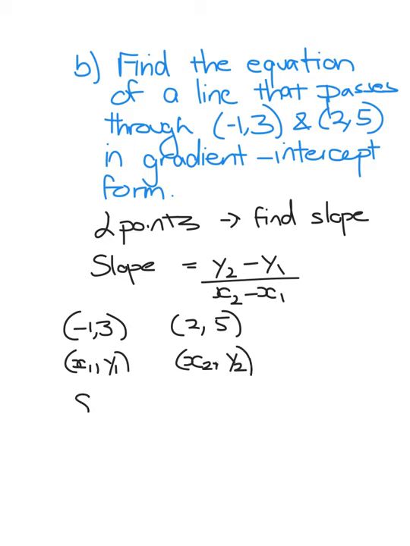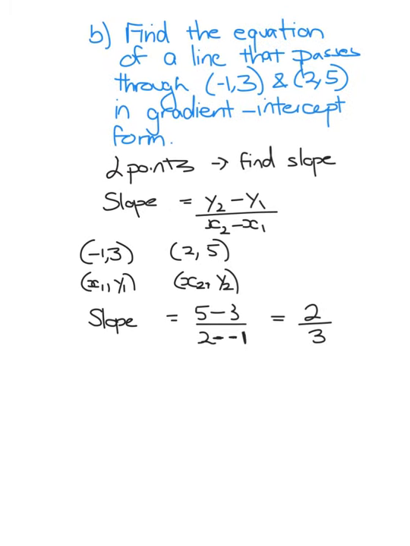So the slope in this case is going to be y2, which is equal to 5, minus y1, which is equal to 3, over x2, which is equal to 2, minus x1, and x1 is equal to minus 1. So that's going to give us 2 over 2 plus 1, which is 3. So we've got now a slope which is in the form a over b, so we know that we're going to form an equation of the form ax minus by equals c.